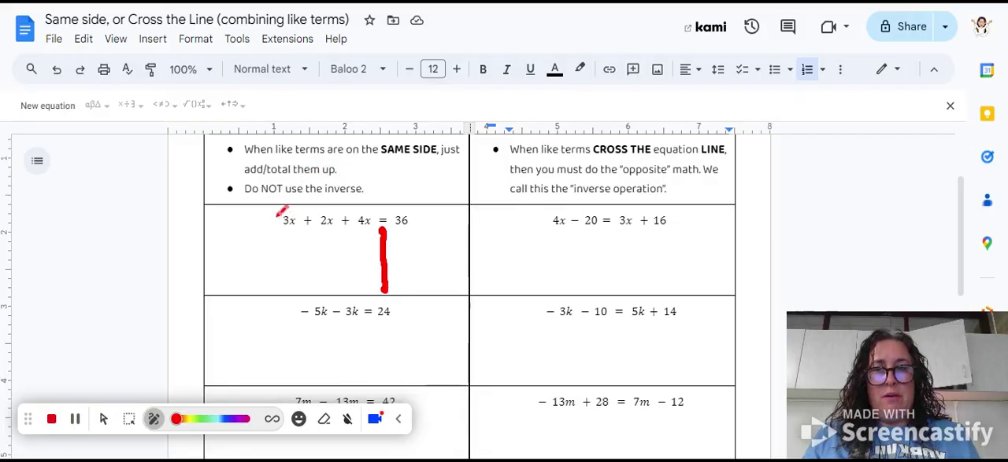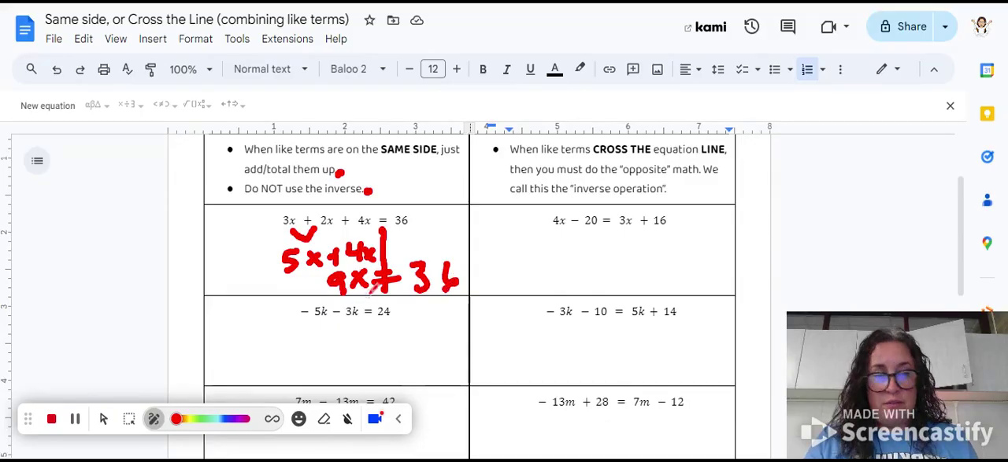Okay, so do we have them on the same side? If you take a look here, we have 3x, 2x, and 4x. They're all on the same side. So if they're on the same side, I do not need to use any opposites. I just need to total them up. So we have 3x plus 2x is 5x plus 4x, that's 9x equals 36. And then I can divide by 9 and get my answer of x equals 4.